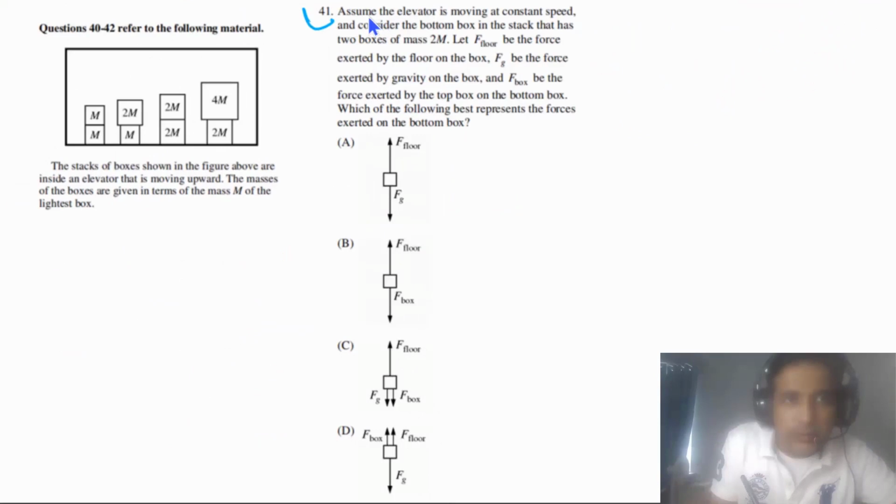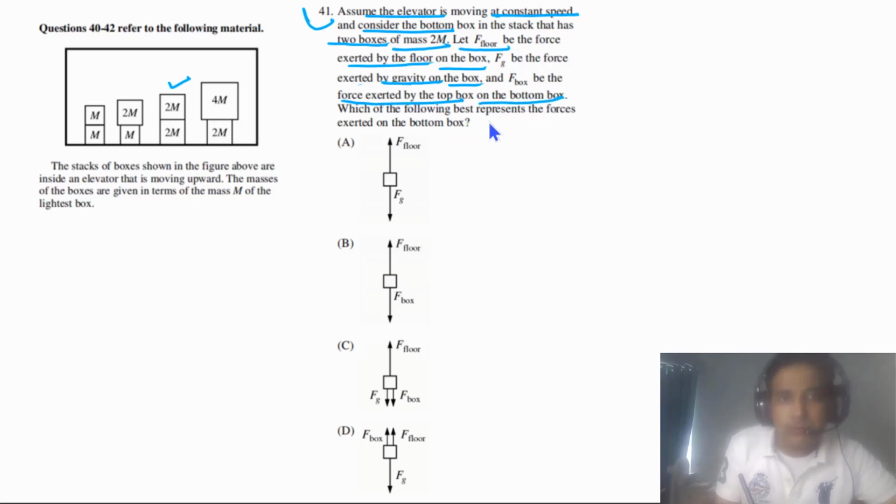Question 41 says, assume the elevator is moving at constant speed and consider the bottom box in the stack that has two boxes of mass 2m. That means we have to consider this stack. Let F floor be the force exerted by the floor on the box, Fg be the force exerted by gravity on the box, and F box be the force exerted by the top box on the bottom box. Which of the following best represents the forces exerted on the bottom box?